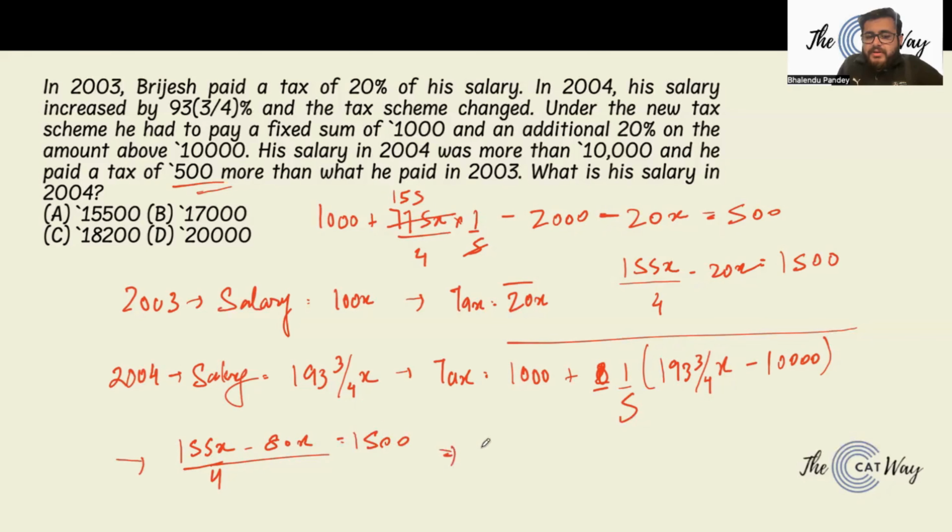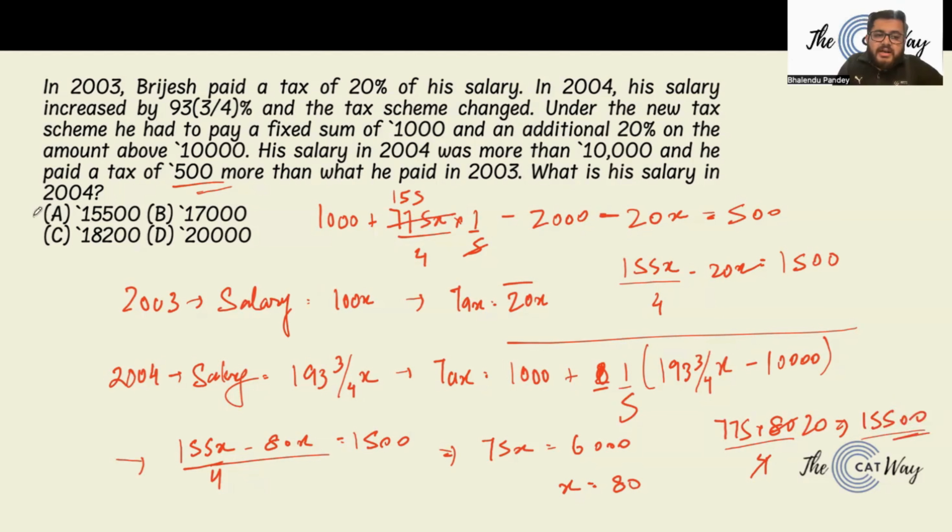Correct? What are you left with? 75x is equal to 6000. Or my x becomes equal to what? It becomes equal to 80. Correct? So what is the salary in 2004? Salary in 2004 is nothing but 775 multiplied by 80 divided by 4. This goes 20 times. 775 into 2, 1400, 75, 79, 150. So 15,500 rupees was his salary in 2004. Right? So I hope I made myself clear.